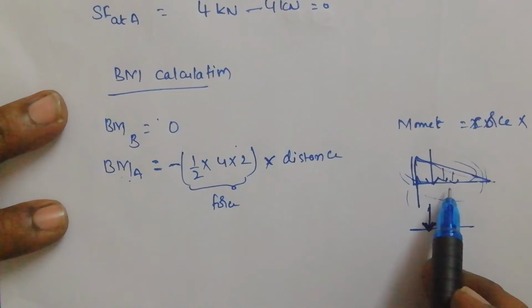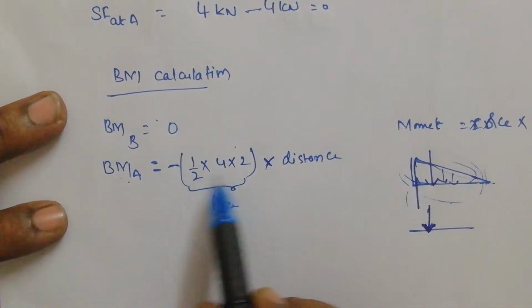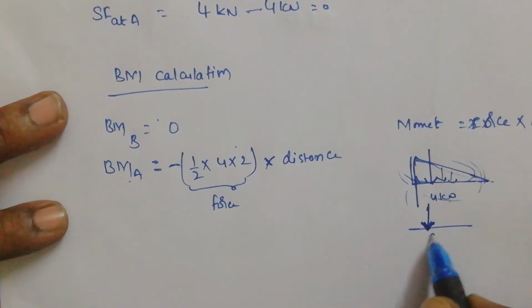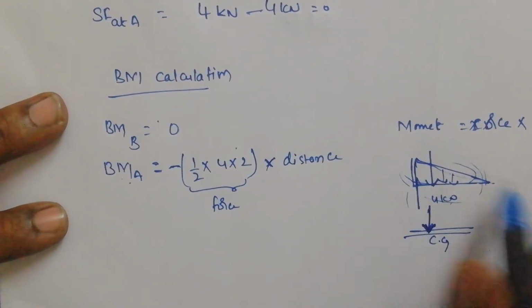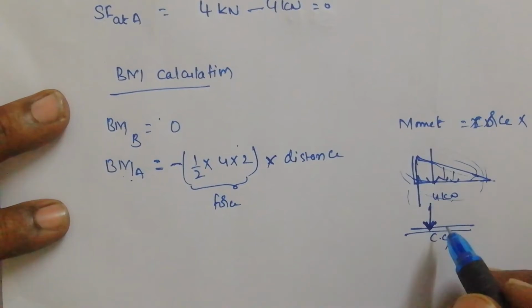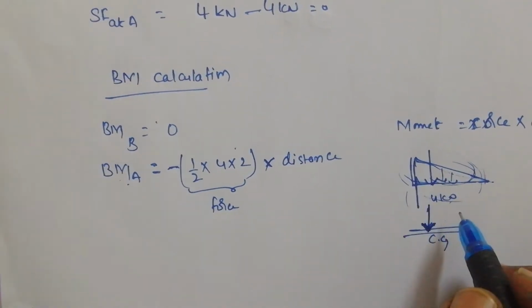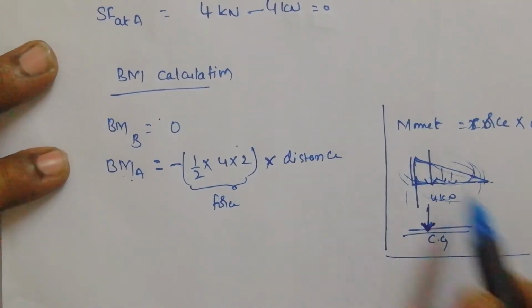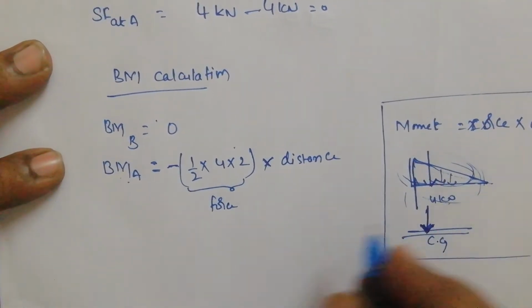For example, the load which we have obtained because of this UVL is 4 kilonewtons. If I keep this 4 kilonewtons at the CG of the triangle, the effect given by this UVL and this load will be similar. For that, what is the CG of the triangle?